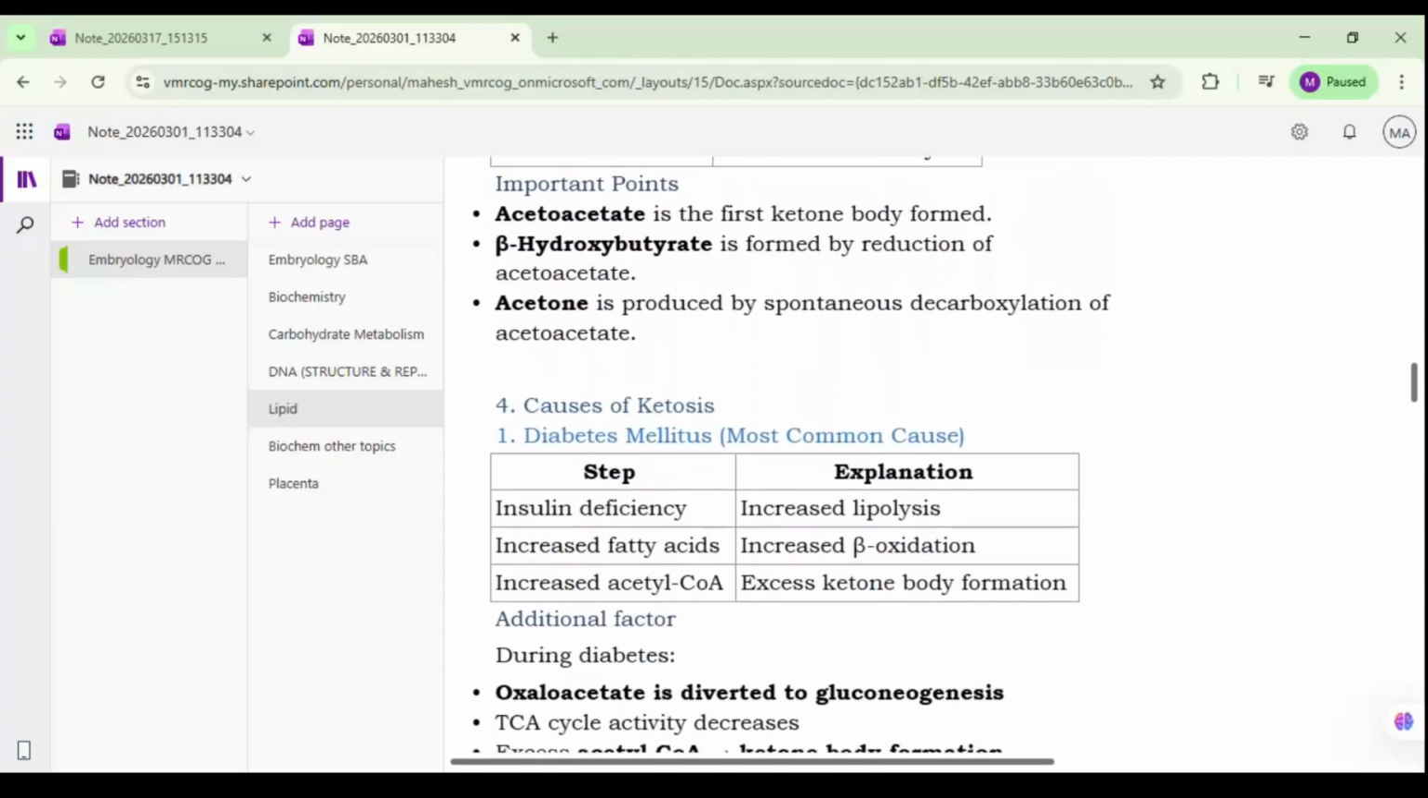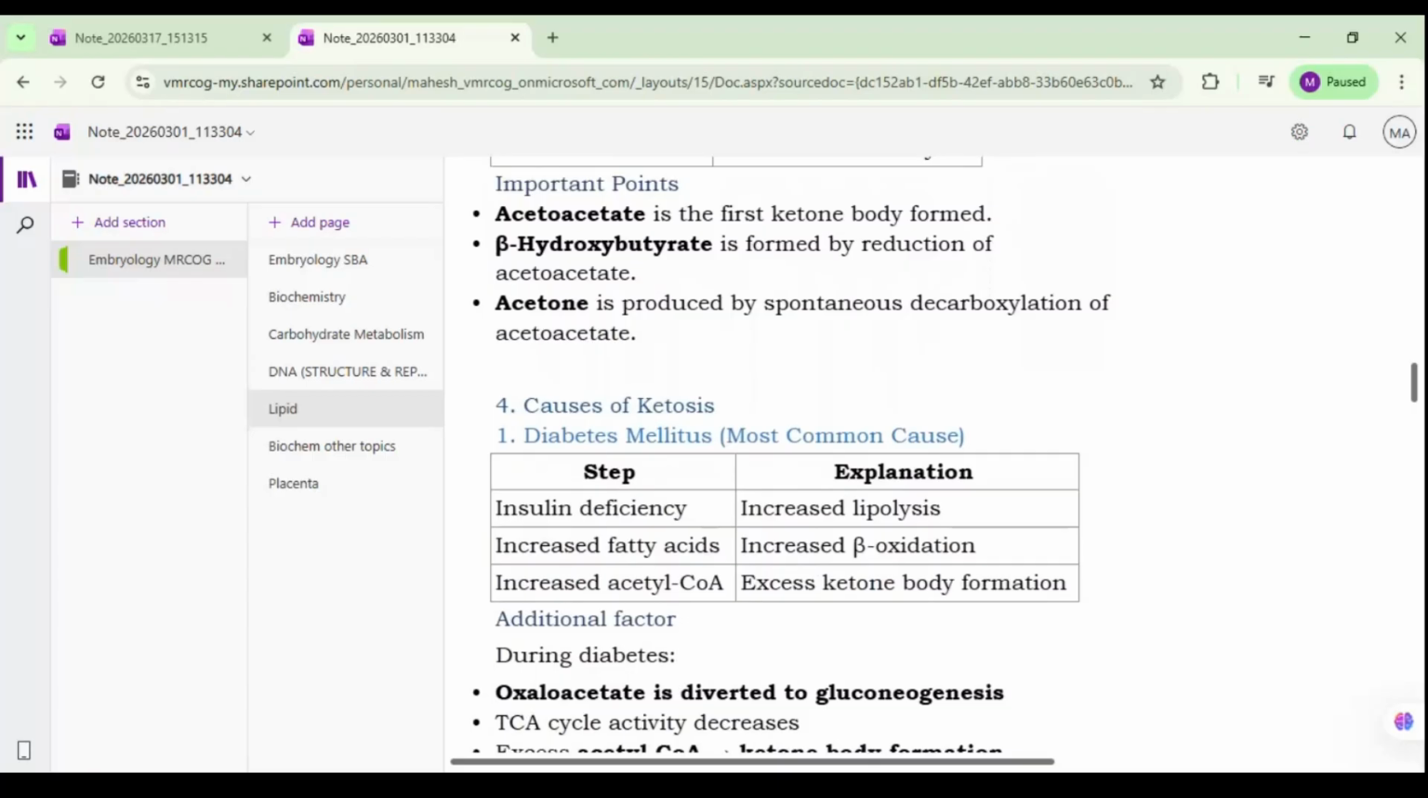Okay. Now, what are the causes of ketosis? One is the insulin deficiency that leads to increased lipolysis. There are increased fatty acids that lead to increased beta oxidation, and there is increased acetyl CoA that will lead to excess ketone formation. So what happens in diabetes? There is an insulin deficiency. Insulin deficiency is there, so glucose metabolism is hampered.